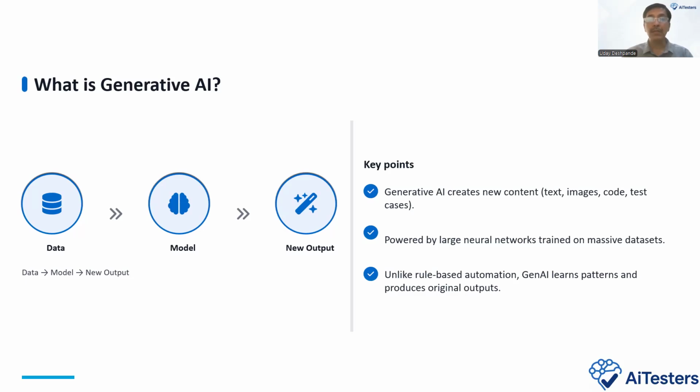Unlike traditional rule-based automation that follows pre-programmed instructions, generative AI actually learns patterns from data and produces original, contextually relevant output. Think of it as the difference between following a recipe step by step versus understanding cooking principles and creating your own dishes.